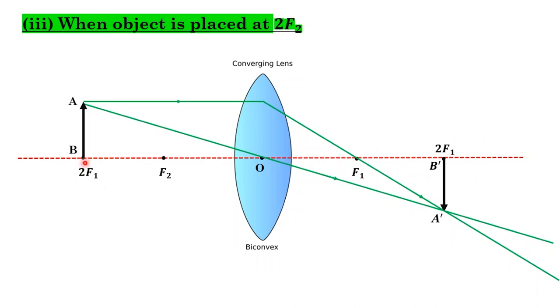Okay, so this is 2F2 and this is 2F1, and the size will be the same. Recall the concept of mirrors. Whenever an object is placed at the center of curvature, its image is also formed at the center of curvature, of the same size. The same concept is here. Whenever an object is placed at 2F2, its image will be formed at 2F1, having the same size, and the nature will be real and inverted. Clear?